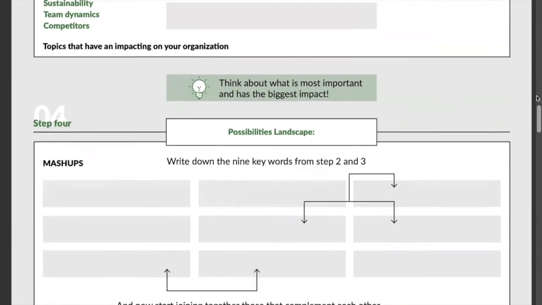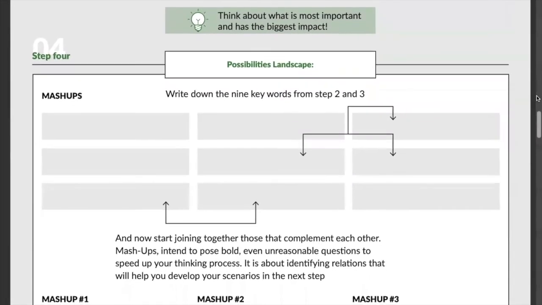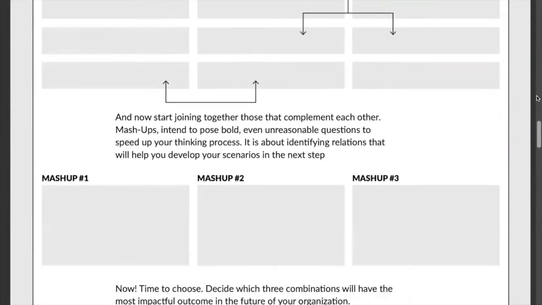Step 4 is the possibilities landscape. And here it is most important to get creative and get co-creative. Write down the 9 keywords from step 2 and 3 and start mashing them up. Here what you want to do is join them together to complement each other. Mashups intend to pose bold, even unreasonable questions to speed up the thinking process. It is about identifying relations that will help you develop your scenarios in the next steps.